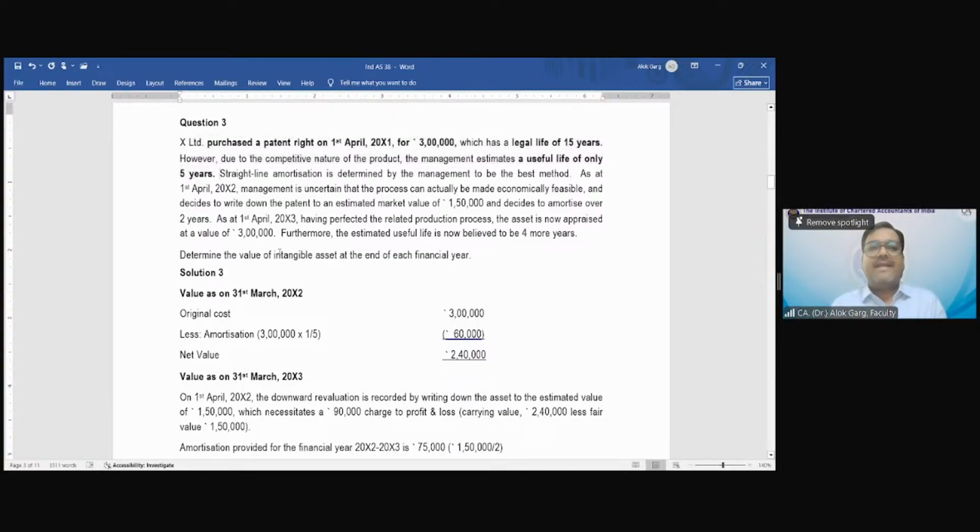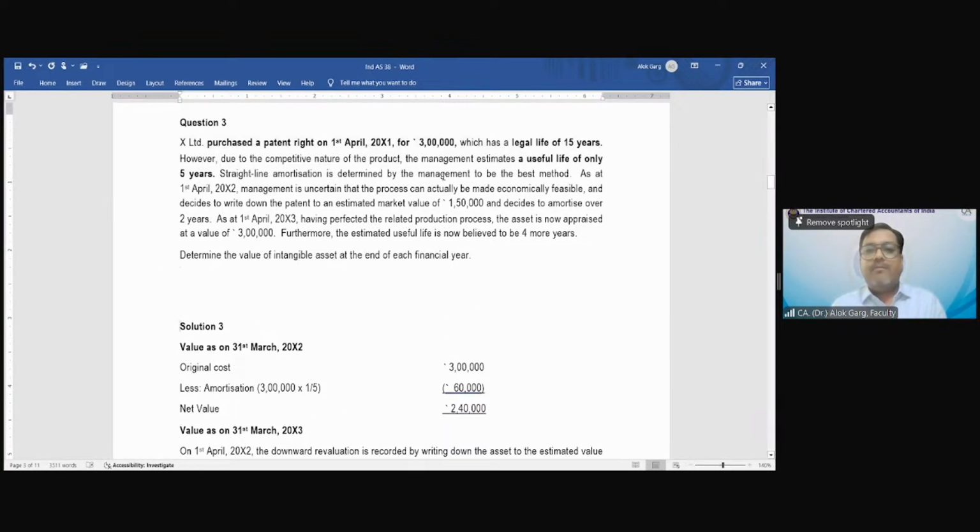Straight line amortization is determined by the management to be the best method. What is the method they have given? SLM. Cost is given. Legal life 15 years, but the useful life is 5 years as per the management. Okay. And SLM is the method. And it was purchased on 1st April 2001.